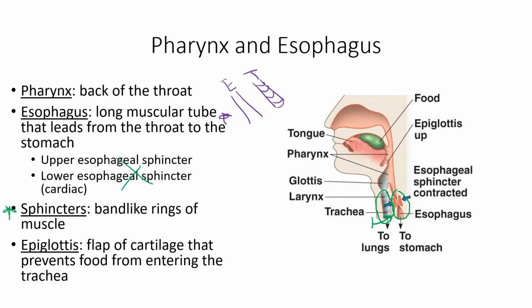Then we have talked about this structure before as well, the epiglottis. It is that little flap. So remember, we've got our glottis right here. Sorry, that was a terrible circle. But we do have our epiglottis, which is going to be a flap of cartilage that is going to try to prevent food from entering the trachea as you swallow food into your esophagus.